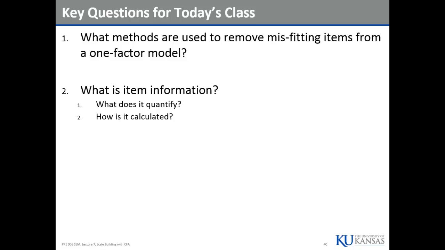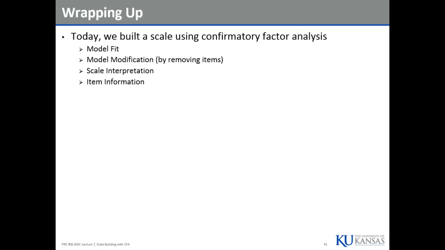Okay, let me wrap up and then kind of talk about this. What are the methods used? Throw out bad fitting items. Normalize covariances. What is item information? It's how much information about the factor each item is giving you. It's calculated by loading squared over residual variance.